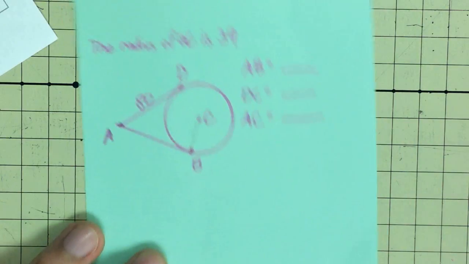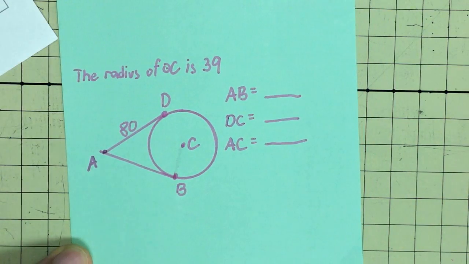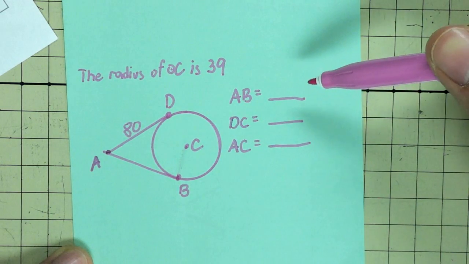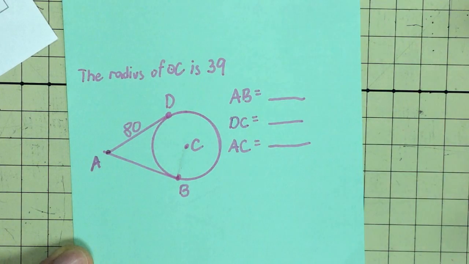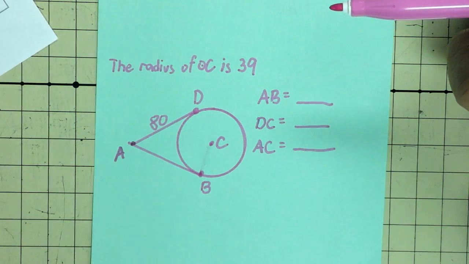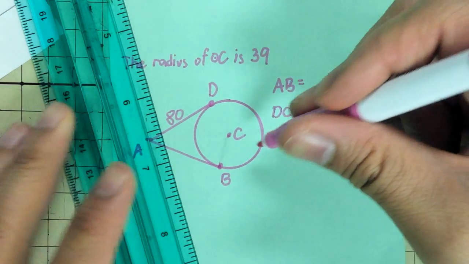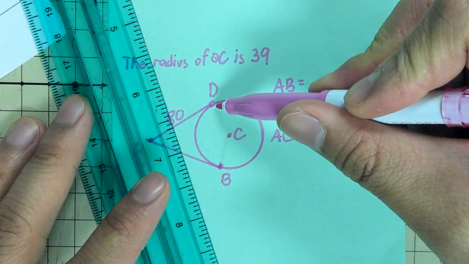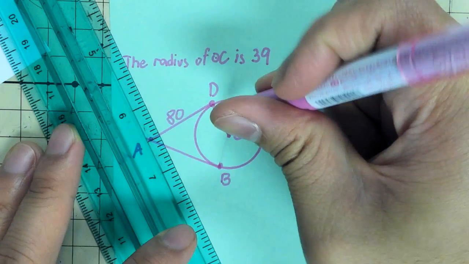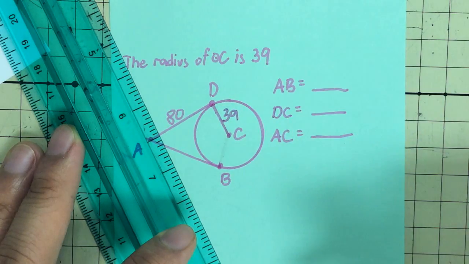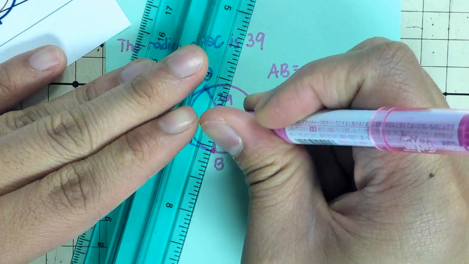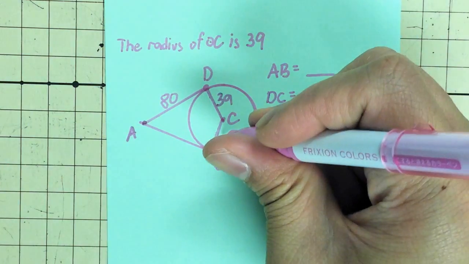So let's take a look at an example. Over here we have the radius of circle C is 39, and we're asked to solve for AB, DC, and AC. So radius is 39. A radius is a line that goes from the center of the circle to a point on the circle. So this is a radius of 39. Down here is also a radius, also 39.